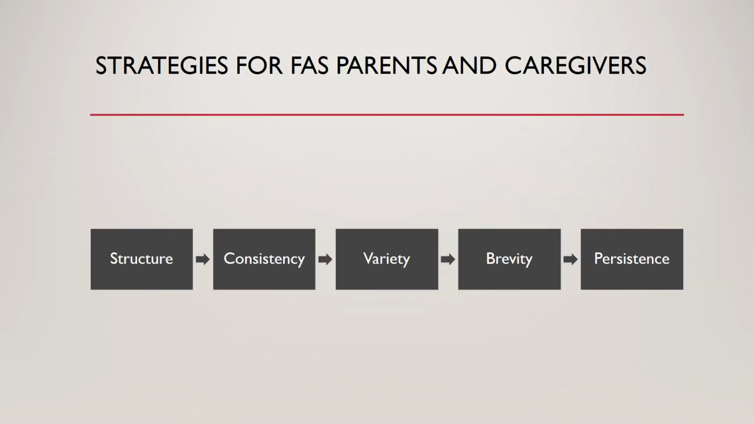So, strategies for fetal alcohol syndrome parents and or caregivers. What we want to do is follow a model of structure, consistency, variety, brevity, and persistence. Because they lack internal structure, the parent or caretaker will need to provide external structure for them. It is important to be consistent in response and routine so that the child feels the world is predictable. Because of serious problems maintaining attention, it is important to be brief in explanations and directions, but also to use a variety of ways to get and keep their attention.